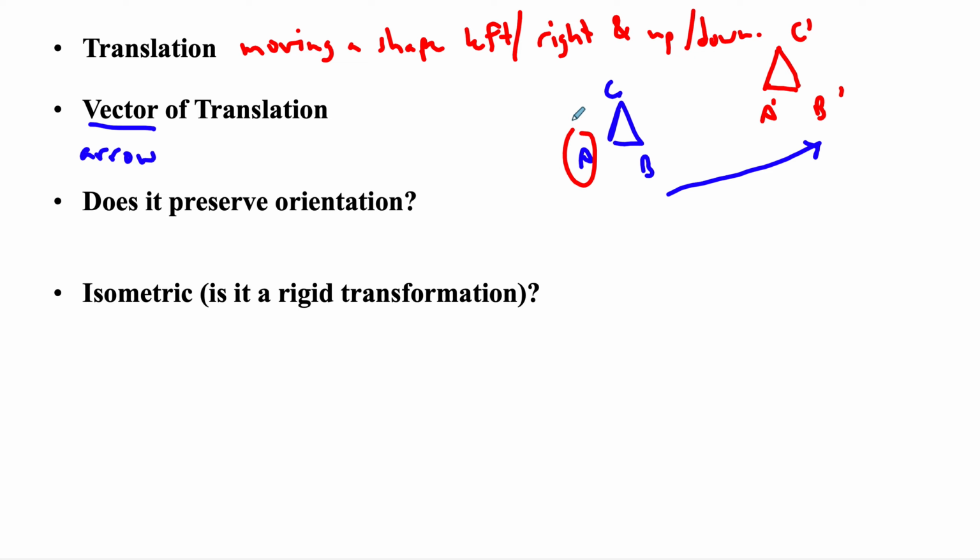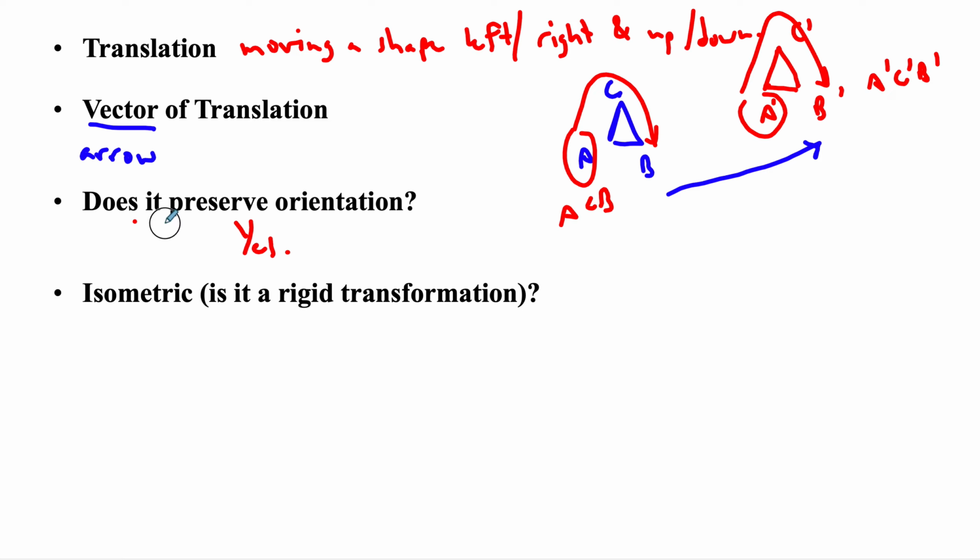Well, if you take a look, this has an orientation of ACB, and this has an orientation of A prime, C prime, B prime, right? And the answer is yes, translations preserve orientation, right? Is it isometric or rigid? Well, if I take a look at this, I've just moved it over here. So yes, this is an isometry, that is, it's an isometric transformation from one to the other, okay? So that kind of takes care of some general classification.